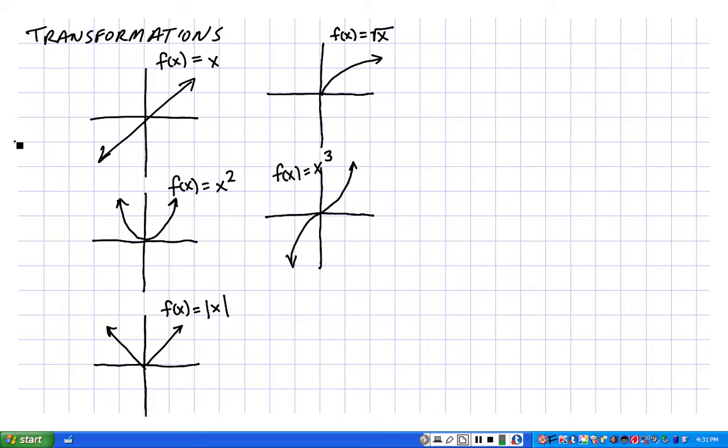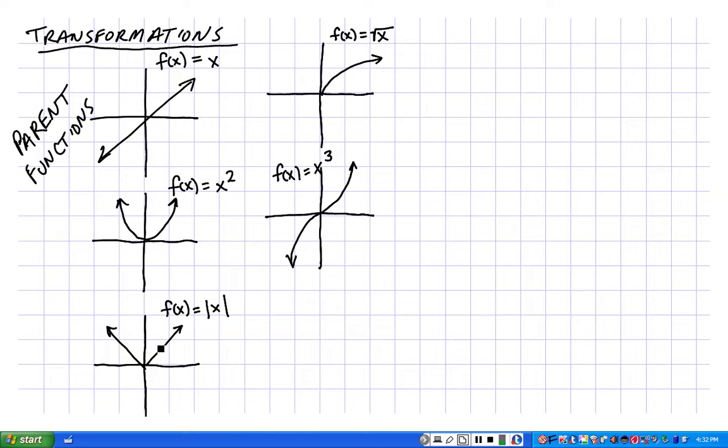Again, these are what we call our parent functions, and these actually aren't all the parent functions. There are others, but for the sake of this lesson we'll just go with these 5. These are some of the more common ones. When we're talking about transformation, basically we're just talking about how we can manipulate these various parent functions. By manipulating I mean moving them, rotating them, stretching them, compressing them, things of that nature.